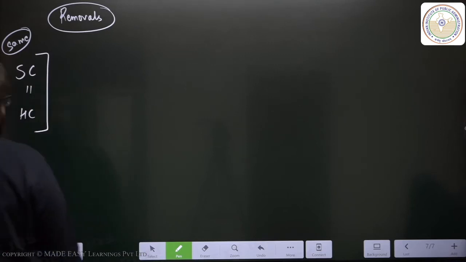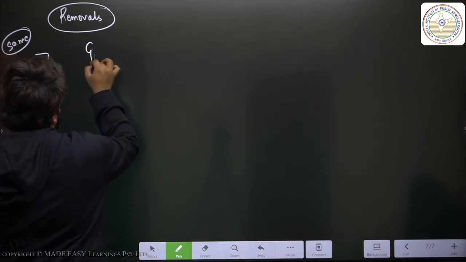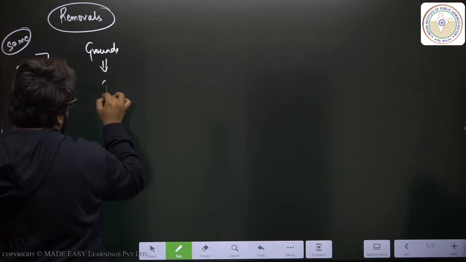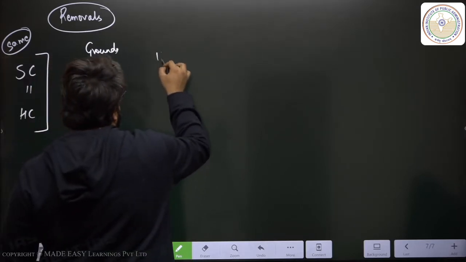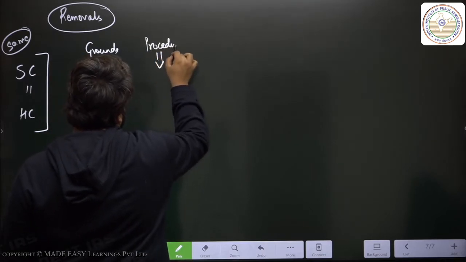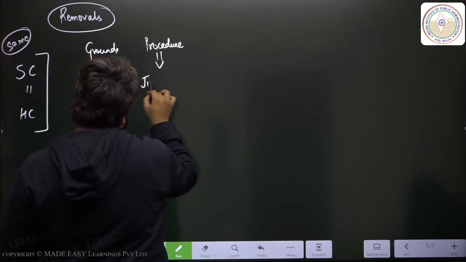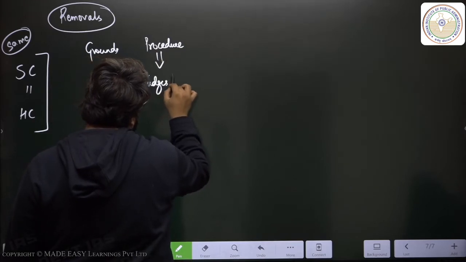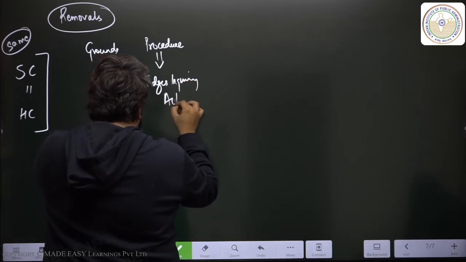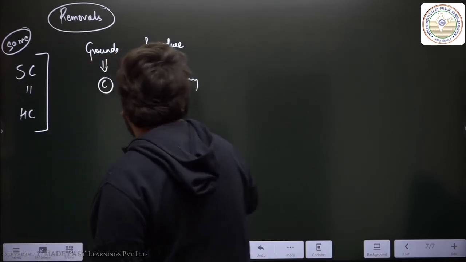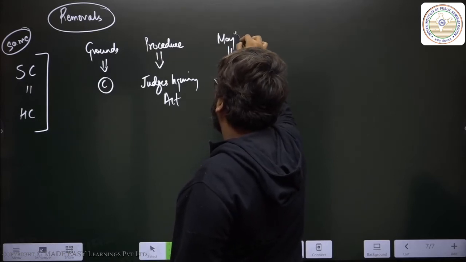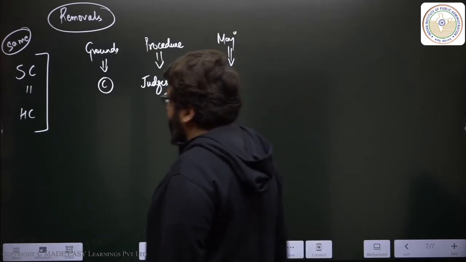Of course, you've got your grounds which are mentioned in the Constitution. You also have some procedure which is mentioned in a special law called the Judges Inquiry Act, 1968, I think. And then, of course, there is a majority procedure and the actual procedure.